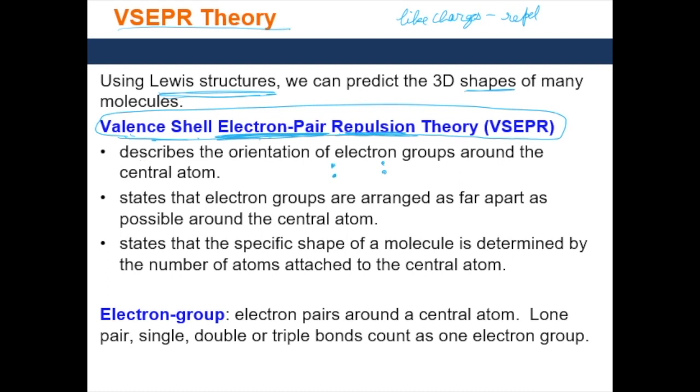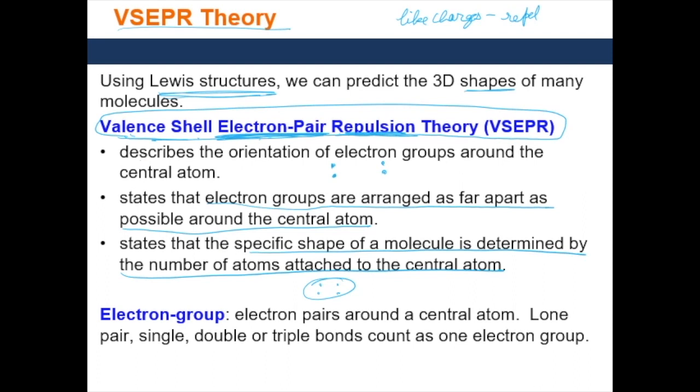It states that electron groups are arranged as far apart as possible around the central atom. So it states that the specific shape of a molecule is determined by the number of atoms attached to the central atom. Okay, so however many electron groups are attached to the central atom, they will try to be farthest apart from each other, because they are repelling each other, they do not like to be close to each other.